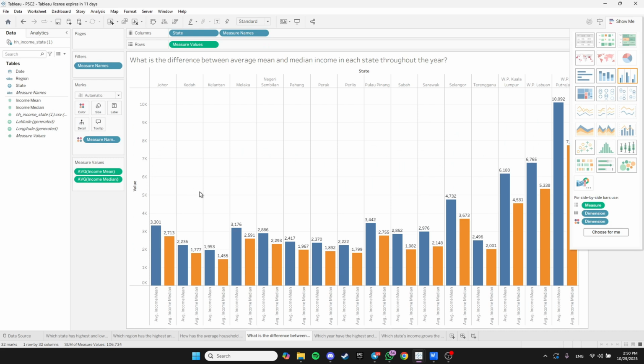So for the question, the difference between the mean and median, this chart compares the mean and median income side by side for each state. In most states, we can see that the mean is higher than the median, which means that there might be high income pulling the average. As we can see from the graph, Putrajaya has the largest gap, which shows that there is income inequality. For the rural states, there are smaller gaps, so it means that there is more equal earning in these states.